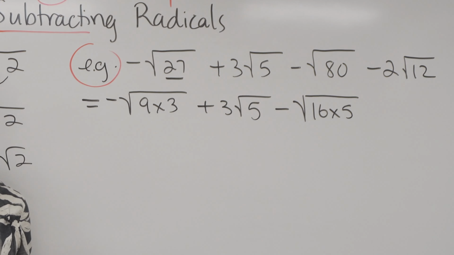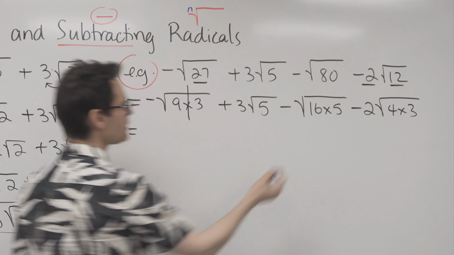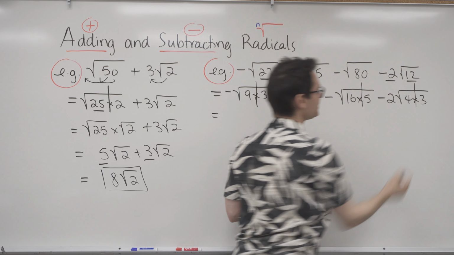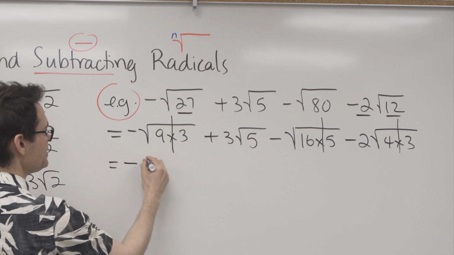And the same here, even though there's a number out front, the 12 can be broken down. 4 times 3 is 12. There's the number. So minus 2 square root 4 times 3. All right, now we're in good shape. Now we can split these atoms. So split it up here, split it up here, split it up there. You might do these a little differently. That's okay.